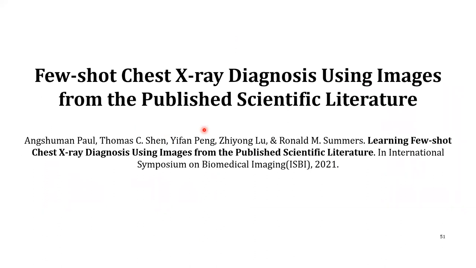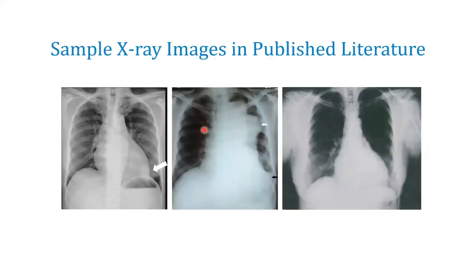Okay, so I'll quickly move to the next part, which is few-shot chest X-ray diagnosis using images from the published scientific literature. This paper has been published in ISBI 2021. This method is important because if we try to learn from X-ray images or any other radiology images from the published literature, we face several challenges. These are some image examples from published scientific literature.